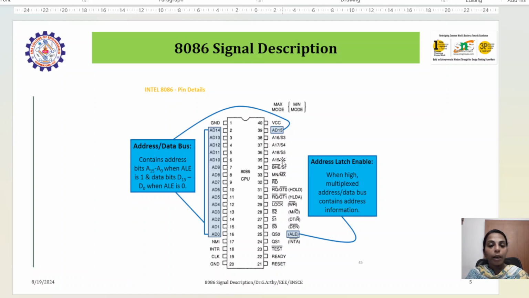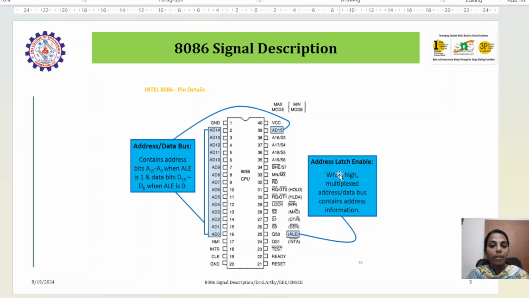Then we have the address bus. We have a 16-bit address bus. So if you see from A0 to A9, A14 and then A15, altogether a 16-bit address bus is available. And then we have the address latch enable pin also.